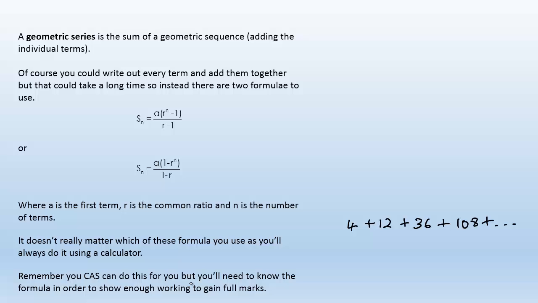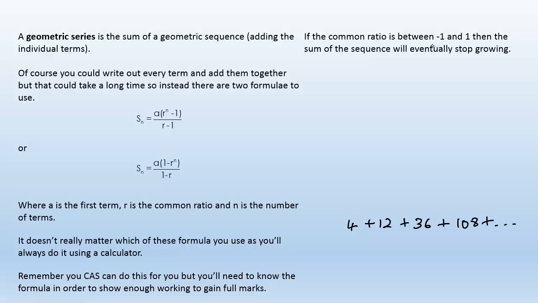Now, we've looked at this on the CAS, how we use that sigma column in the table when we're doing the sequence generator. But once again, you'll need to know the formula in order to show enough working to gain full marks.